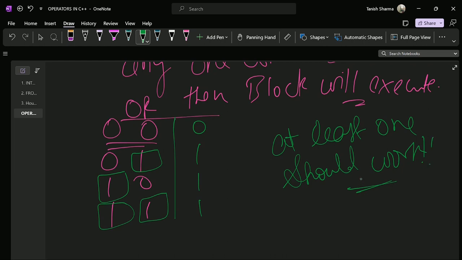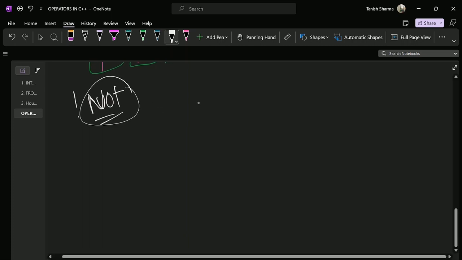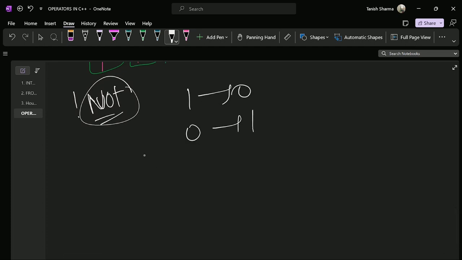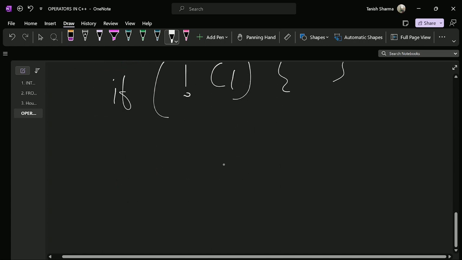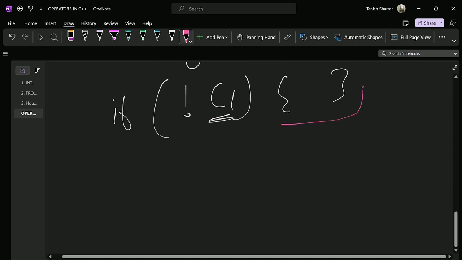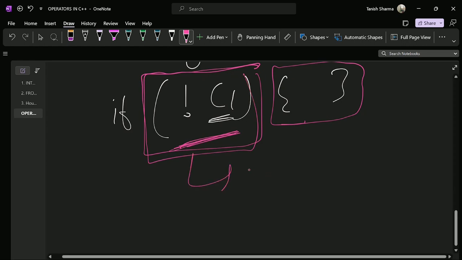Talking about our last operator for today, that is our NOT operator. This is simply the inversion, basically inversion of 1 to 0 and 0 to 1. If I say if not of C1, then execute this. What does that mean? We already know that this block is only executed once this condition becomes true, so this whole condition part should necessarily be true.